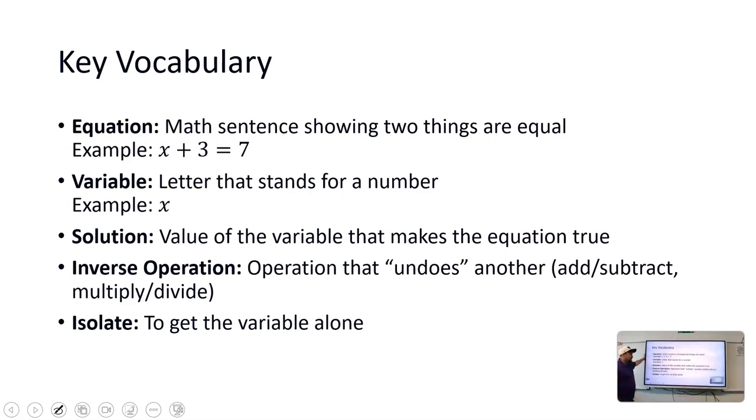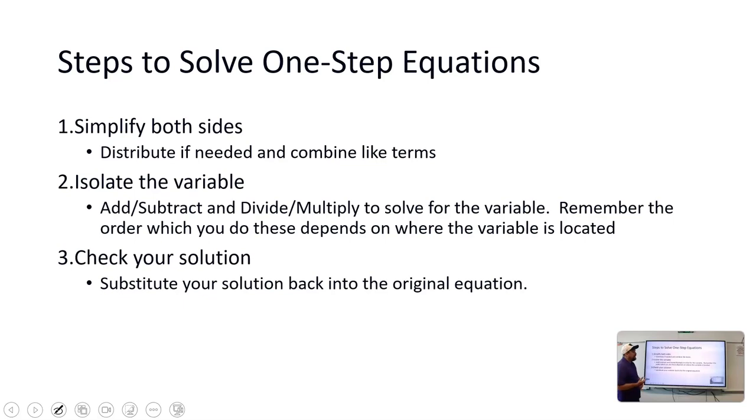Review for inverse operation. Remember, that is an operation that undoes another. So the inverse of add is subtract. The inverse of multiply is divide, and vice versa. And then in the end, what we're trying to do is isolate the variable. We're trying to get the variable all by itself, all alone on one side of the equation. Because when it's on that side of the equation, if we have followed the steps correctly, we will know the solution to our equation. So let's take a look at some steps.